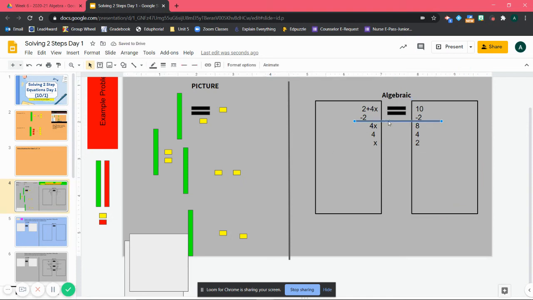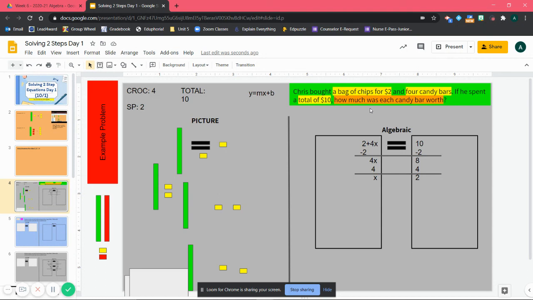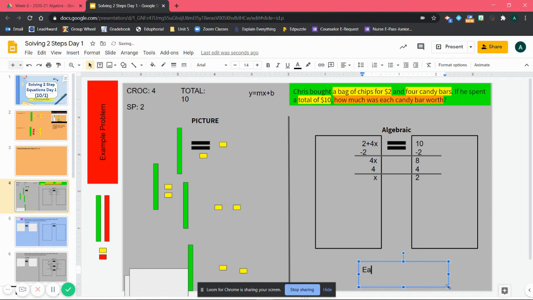So that right there tells me how much each candy bar actually is. X equals 2. X, like I said at the beginning, is how much each candy bar was worth, because I know I bought 4 of them. So each candy bar is worth $2 according to the equation that I solved. X equals 2, therefore each candy bar was worth $2.